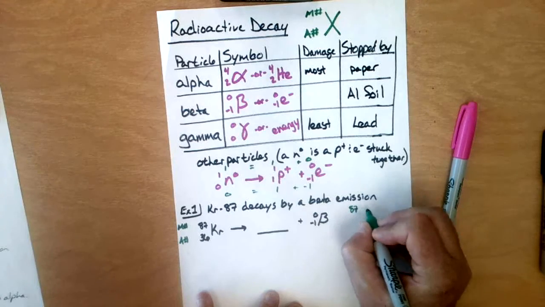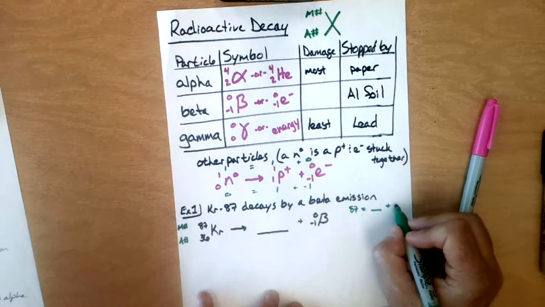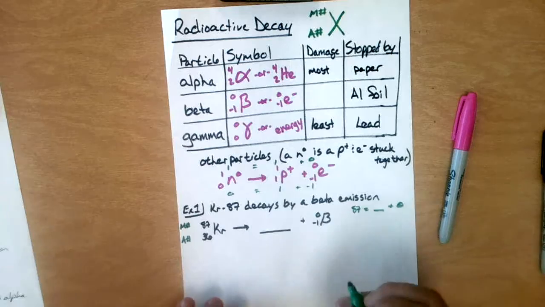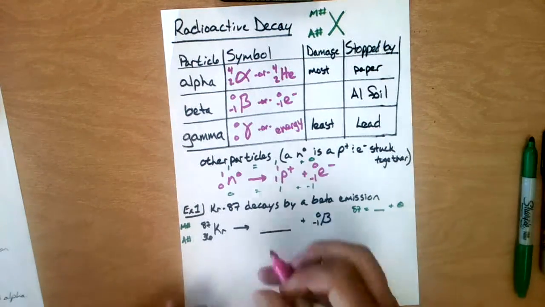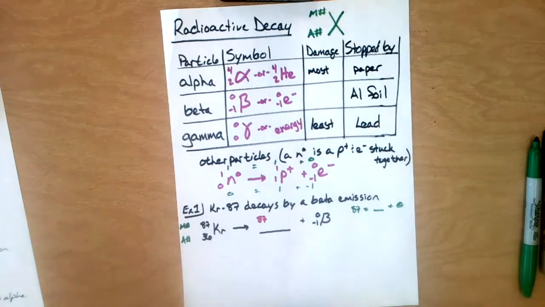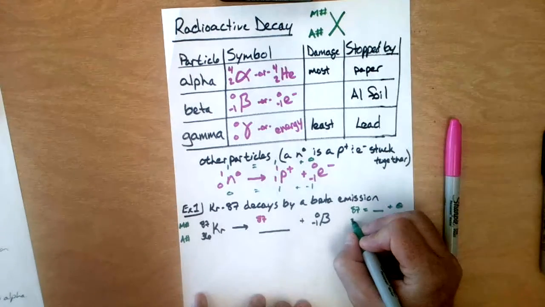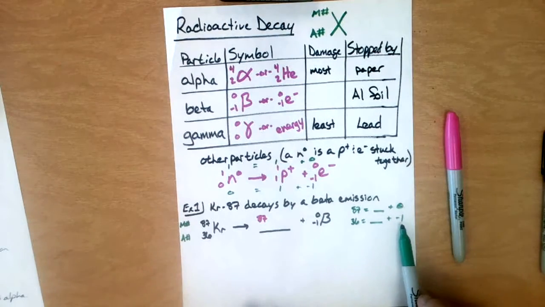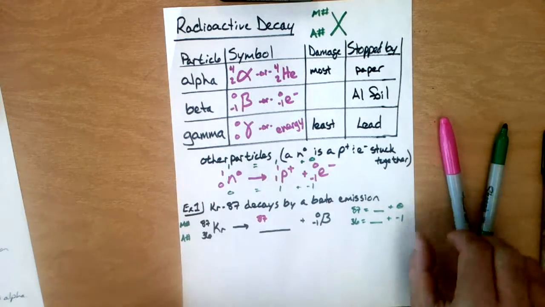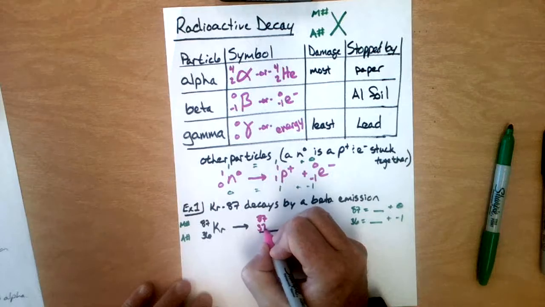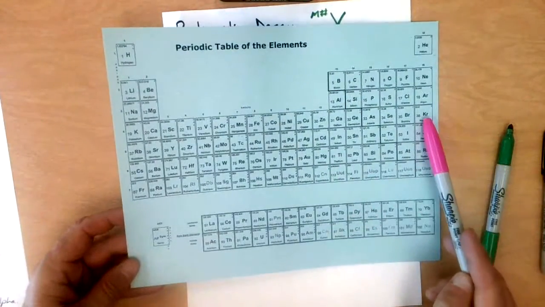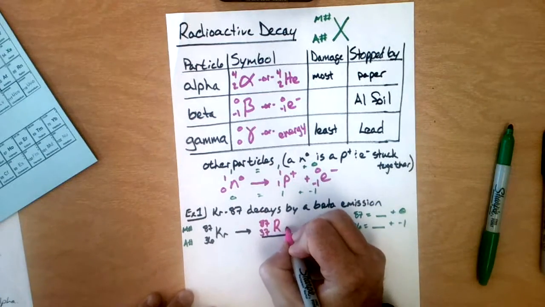I have 87 equals something plus 0. Well, of course, that missing answer is 87. Next, I have 36 equals something plus -1. Well, what plus -1, or what minus 1, is 36? That would be 37. So I need to find what element on my periodic table is 37. There's 36, and 37 is rubidium, or Rb.